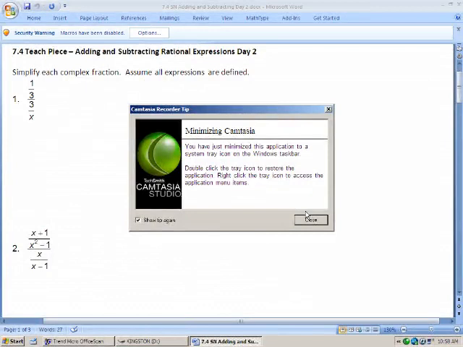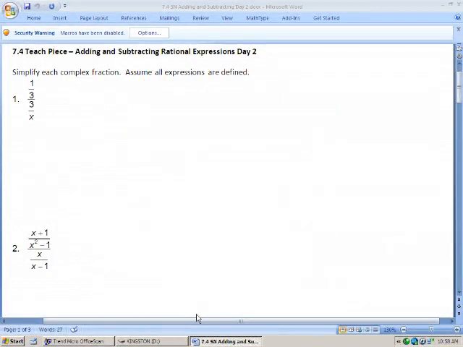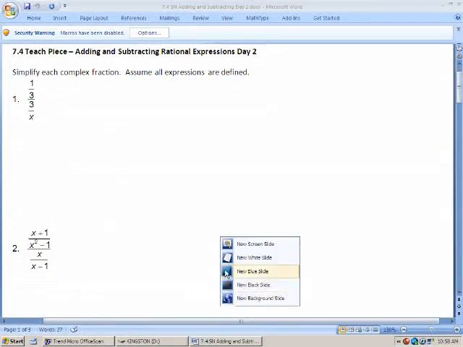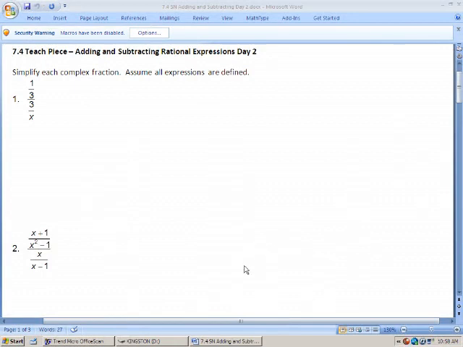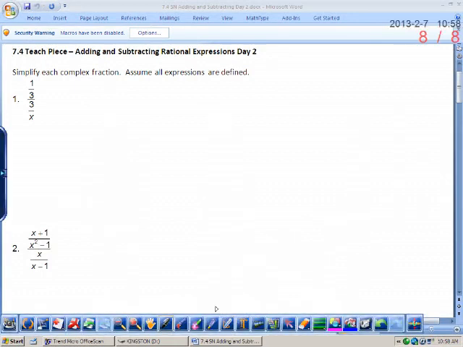So today's lesson is called adding and subtracting day 2, but it's essentially adding, subtracting, multiplying, and dividing day 2. It's kind of like the day 2 of the last 2 days, okay? And what's happening is that we're gonna be working with complex fractions, okay? Complex fractions mean you have a fraction divided by another fraction, okay?